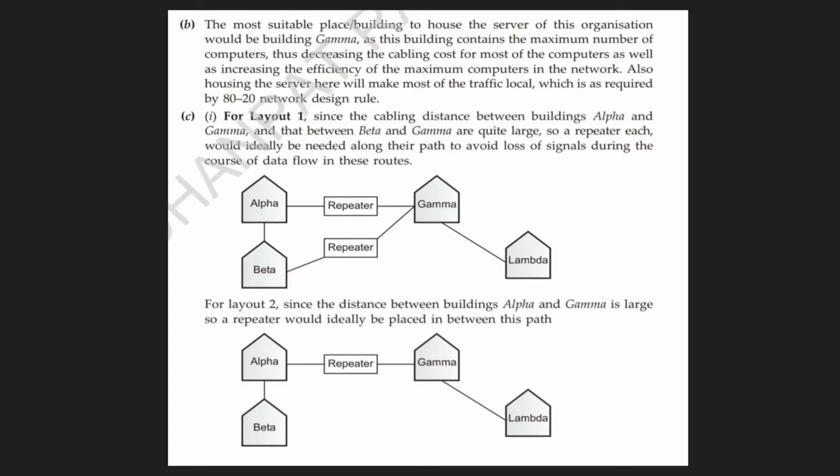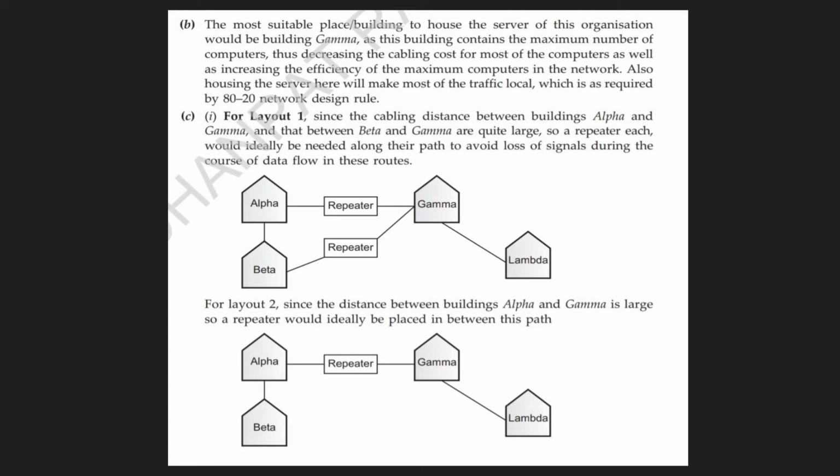Now let's move to the second question. The second question was asking about placement of the server. Remember this: whenever a question asks about the server, find the maximum number of computers and place the server in that building. Here gamma contains the maximum number of computers, so we place the server in the gamma building because of the 80-20 rule, from lecture 5.